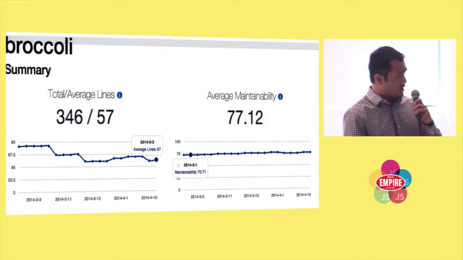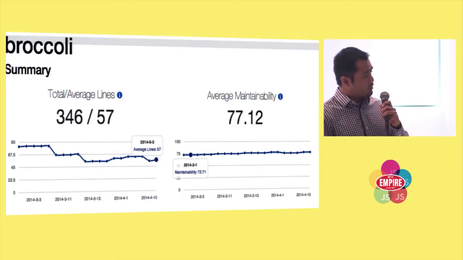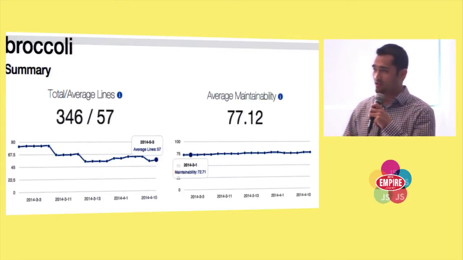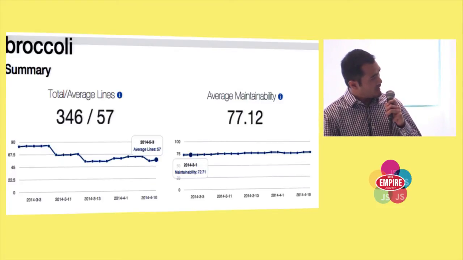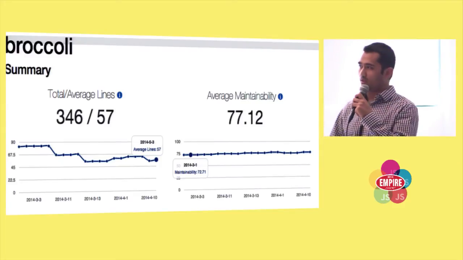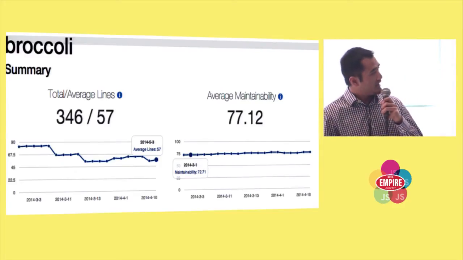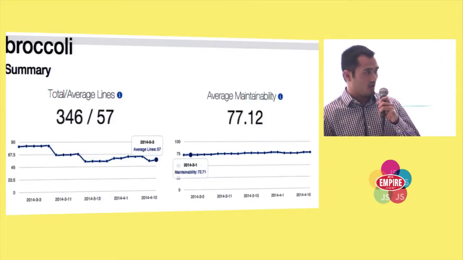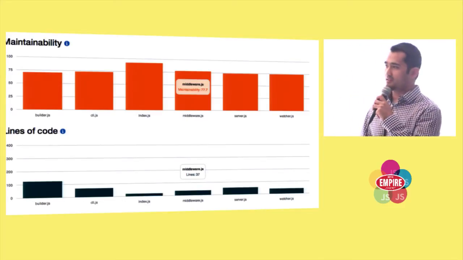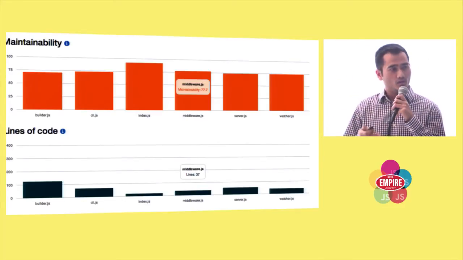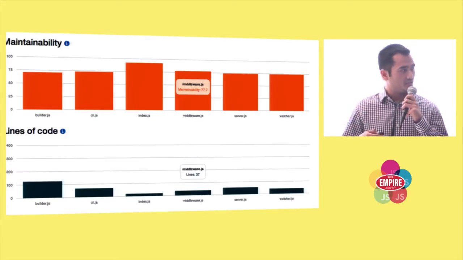We ran this on Broccoli, and it shows you how your metrics have changed over time. With total and average lines per file, it has actually gone down, which I believe is a better thing, because that probably means they modularized their systems better. And the maintainability has not really gone up that much, but it wasn't really low to begin with. And it also lets you drill down by particular files. So here, if you notice that something is wrong, you would go look at which files need some TLC.